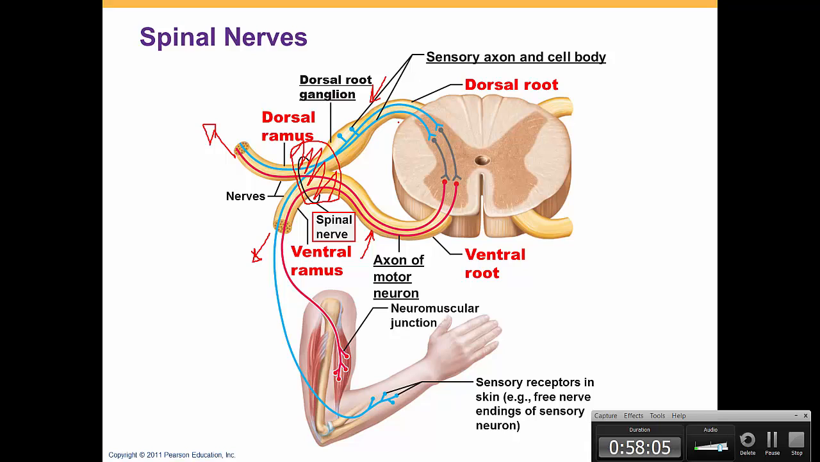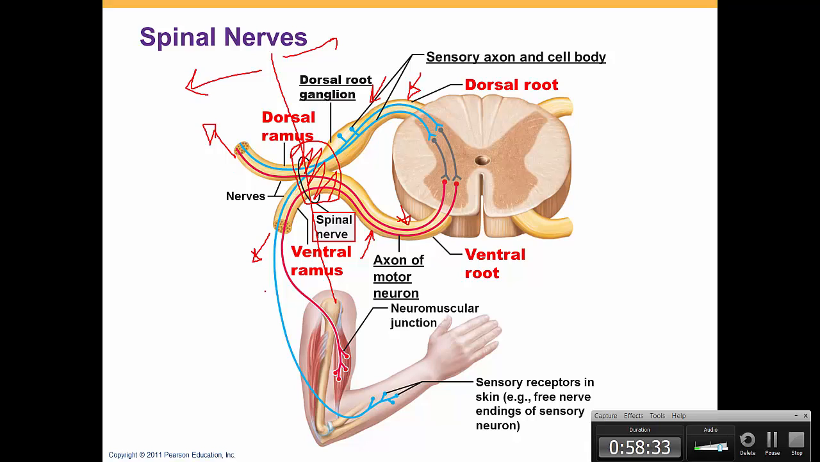So where is my sensory part? Well, the sensory nerves, they all travel in the dorsal root. The motor nerves, they all travel in the ventral root. Okay? So do not mix the roots with the rami. So here are my roots on this side. Now the rami are on the other side.